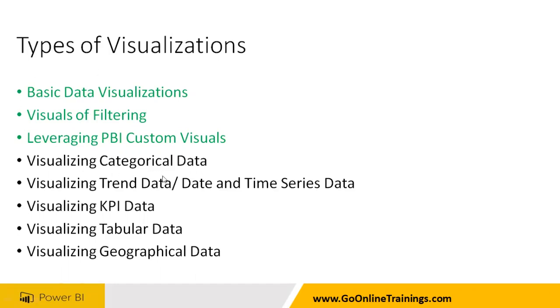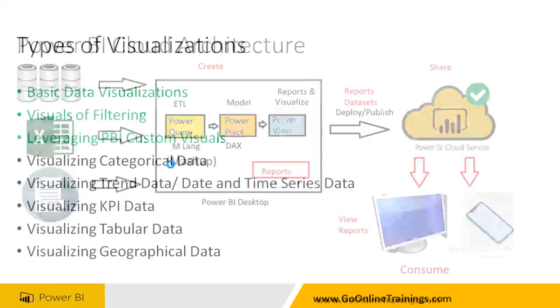So visualizing categorical data, visualizing a trended data, visualizing a KPI data, key performance indicators data, visualizing tabular data, so using tables and matrix, visualizing geographical data, that means map. So how can we visualize the data with the help of maps and everything? So now let us start with visualizing categorical data.